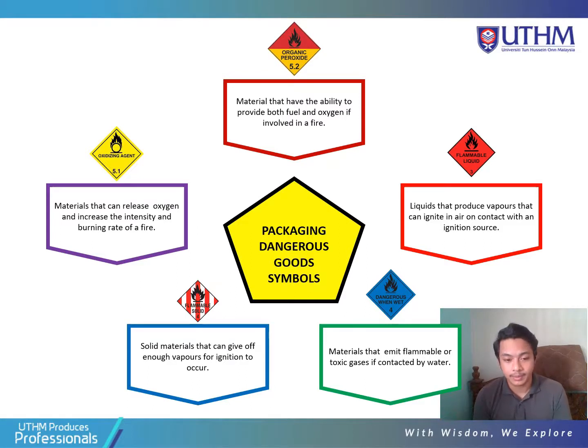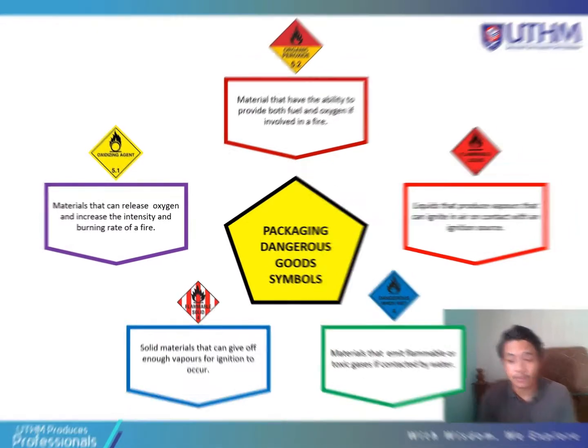Number 4. Flammable solid. The class for flammable solid is number 4, and its function is to beware of solid materials that can give off enough vapor for ignition to occur. And number 5 is the oxidizing agent. The class for oxidizing agent is 5.1, and its function is to beware of materials that can release oxygen and increase the intensity and burning rate of a fire.